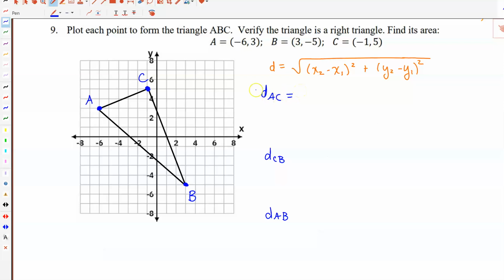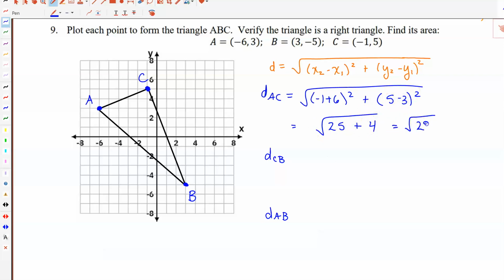Alright, so for the distance first from A to C, we're going to have the difference of the x coordinates, so -1 plus 6 squared, plus the difference in the y coordinates would be 5 minus 3 squared, and then I'm going to take the square root of all of that. So what do I get if I do that? So -1 plus 6 would be 5, 5 squared is 25, 5 minus 3 is 2, 2 squared is 4, and then 25 plus 4 is 29. And the square root of 29 can't simplify, so I'll just leave that distance just like that.